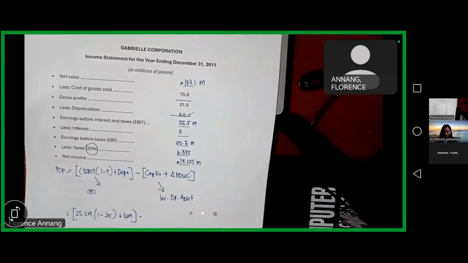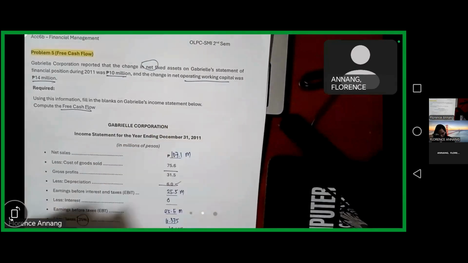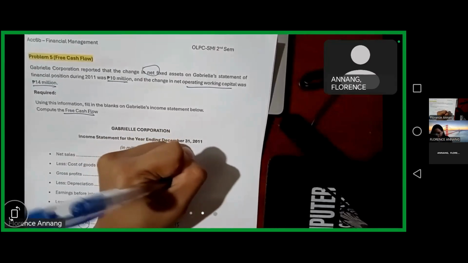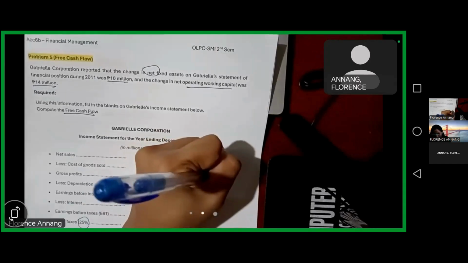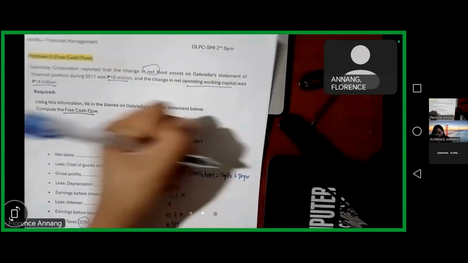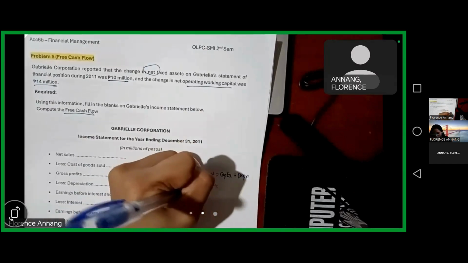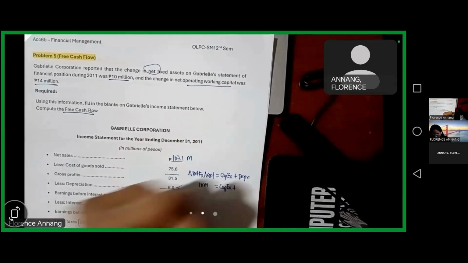How much is your capex? Kailangan nating hanapin. Sabi sa problem, meron daw siyang change in net fixed asset of 10 million. So, paano? Saan part? Dito na lang. Change in net fixed asset is equal to your capex plus your depreciation. Diba? So, how much yung change? We have 10 million. Your capex, wala pa. And your depreciation is 6 million.